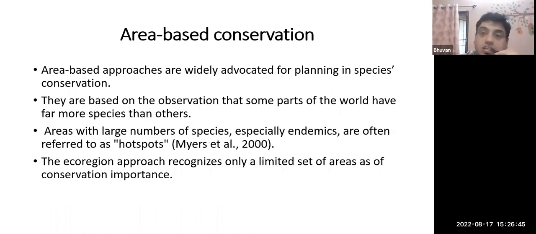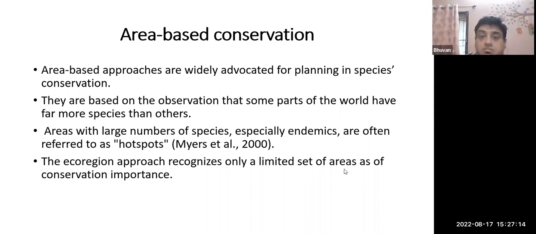Then we have the area based conservation approach. In the area based conservation approach, we select the area in which the agrobiodiversity is present, and we conserve the entire area on that basis. So if we talk about normal biodiversity, we have seen the approach of the national parks and the wildlife sanctuaries. They are all part and parcel of area based conservation.